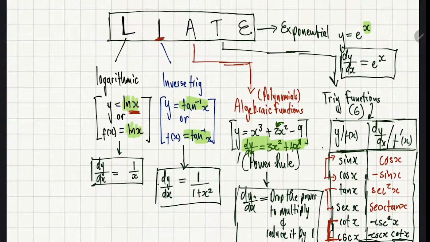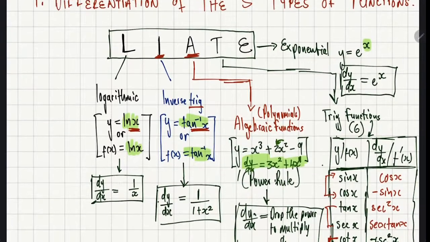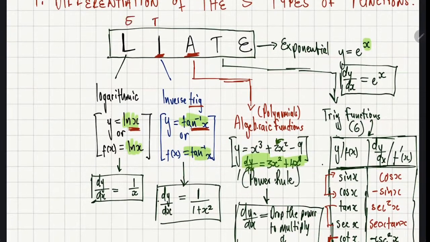The second is inverse trig. And the only inverse trig you must know is tan inverse of x. And when you differentiate it, this is what you get. Then the third one, the third type of function, these are the 5 types of functions and their derivatives.